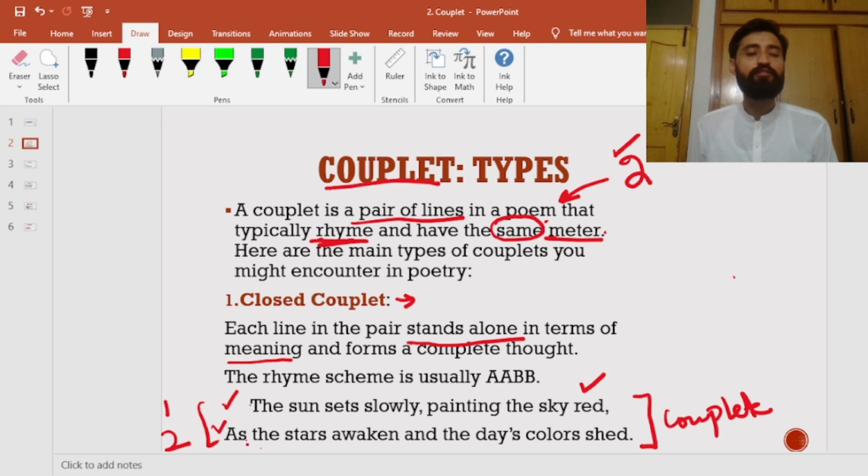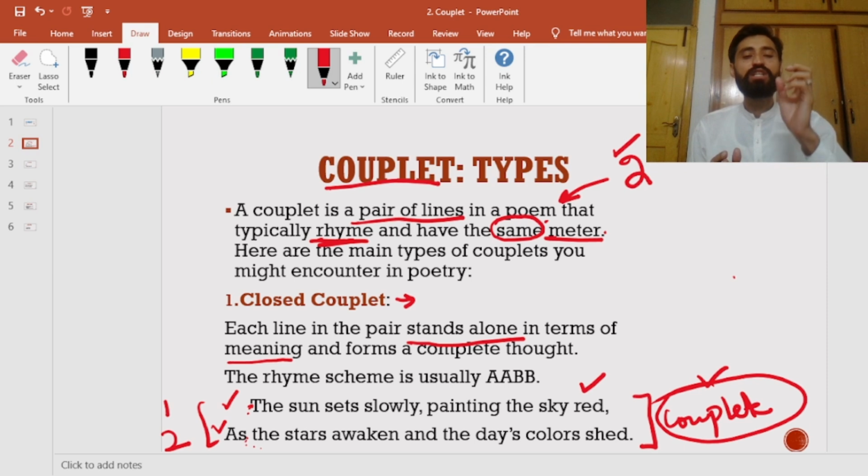So both of them stand alone when it comes to meaning, but when both of them are read and studied together, then definitely it gives us a complete thought. So simply we can say that a two-line stanza in which each line can stand alone, and when combined they give us a complete thought, is what a closed couplet is.